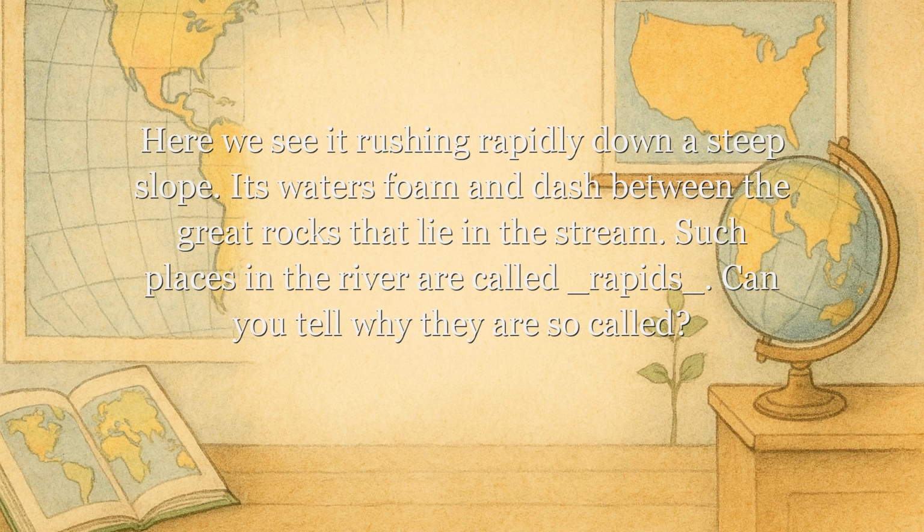Here we see it rushing rapidly down a steep slope. Its waters foam and dash between the great rocks that lie in the stream. Such places in the river are called rapids. Can you tell why they are so called?